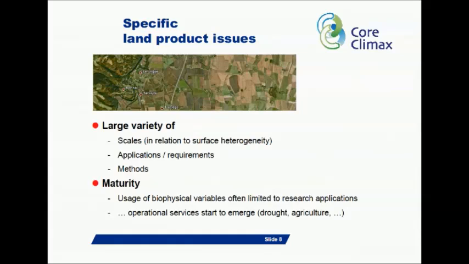So yes, we have to face a large variety of scales in relation to surface heterogeneity, but also a large variety of applications and requirements, and also of methods. This is why over land the maturity of the validation is probably less than in the field of atmospheric variables and ocean variables. And so far the use of biophysical variables is often limited to research applications. Nevertheless, operational services start to emerge in relation to drought monitoring or agriculture monitoring.